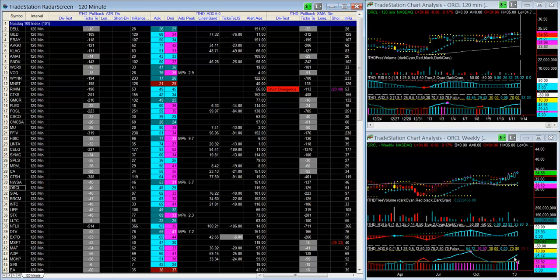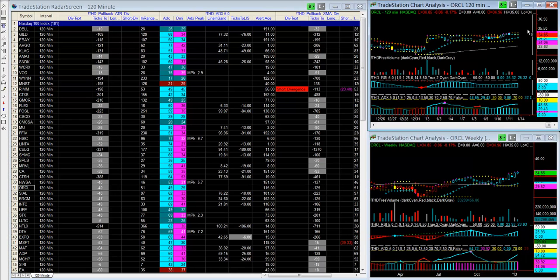Oracle. You've got a strong ADX on the weekly telling you this is a strong uptrend. I would want to see it pull back more to the ATR, and once it does so on diverging volume, then I would enter.